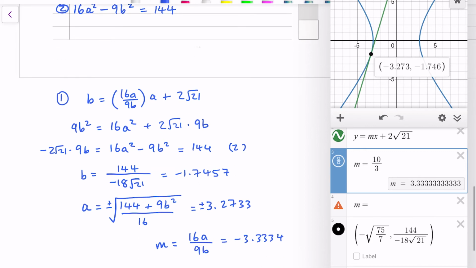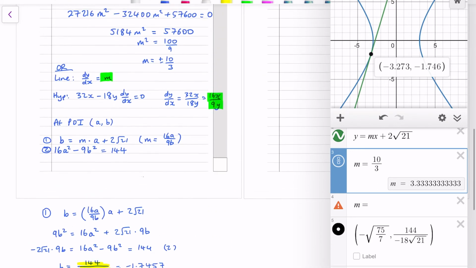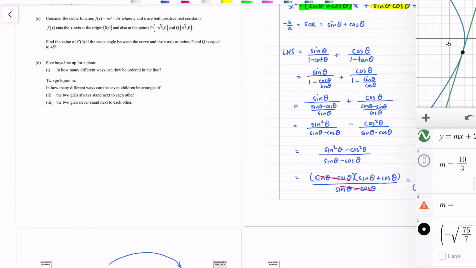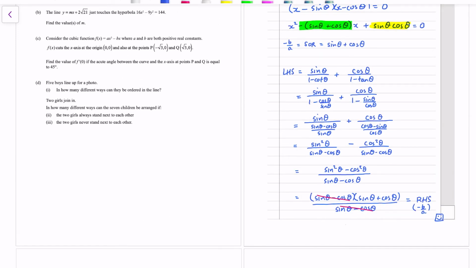3.3334. Now that should be minus 10/3, and the reason it's not is because I didn't work in exact form the whole way. If you want to prove it, leave that b in exact form, leave the a in exact form, and then put them into the formula there, and you'll be sweet as. It'll simplify to 10/3 or minus 10/3 depending on which value you've got, the positive or the negative. Discriminant way easier. Okay, part C, we have a cubic equation.